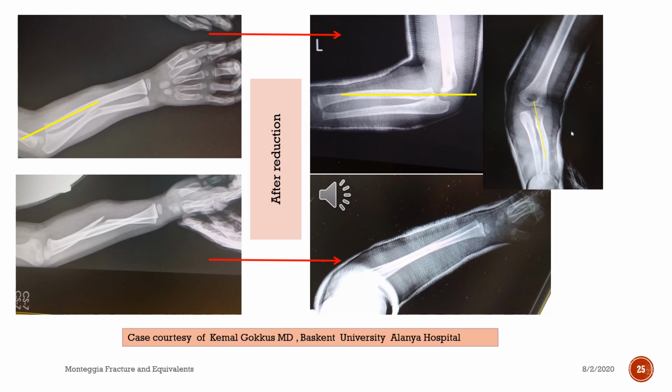Look at the very didactic case of Monteggia type 1 fracture. Notice the reduction of ulnar fracture with radiocapitellar dislocation. Case courtesy of Kamal Gokuz.